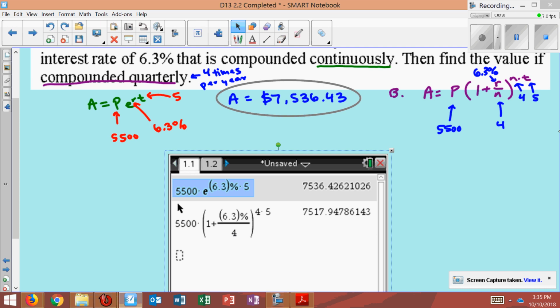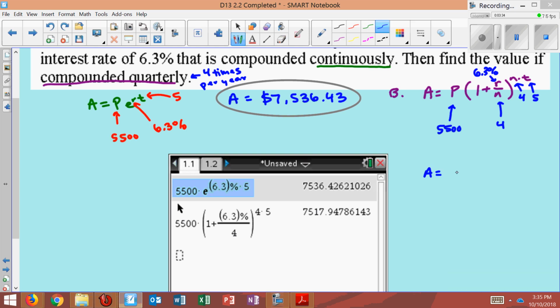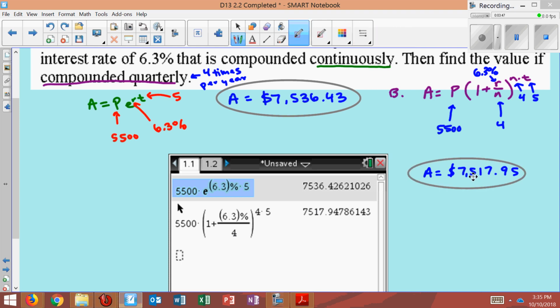And so we can get that our value, if done this way, we'd have A equals $7,517.95 when I round. This would be our value if compounded quarterly. So which one's better? To have it compounded continuously.